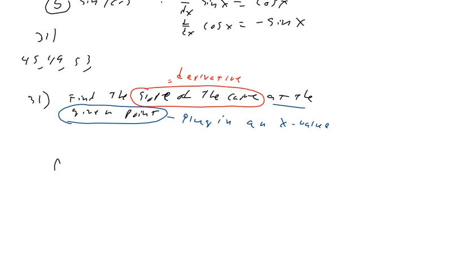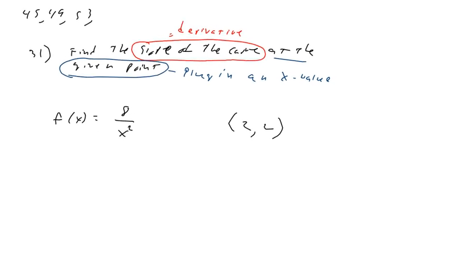Number 31, the function was 8 over x squared. And the point was (2, 2). So we're going to find the derivative, and then we're going to plug in the x value right here into the derivative to find the slope.